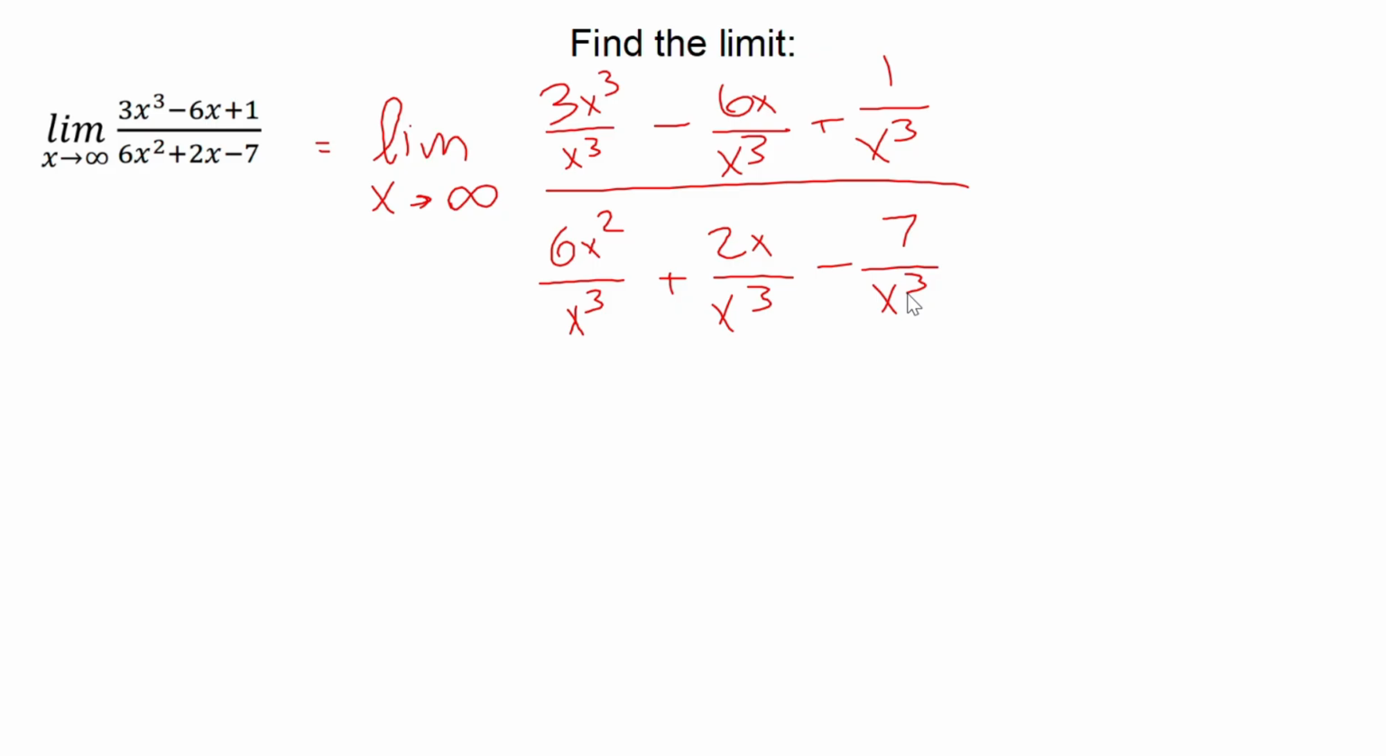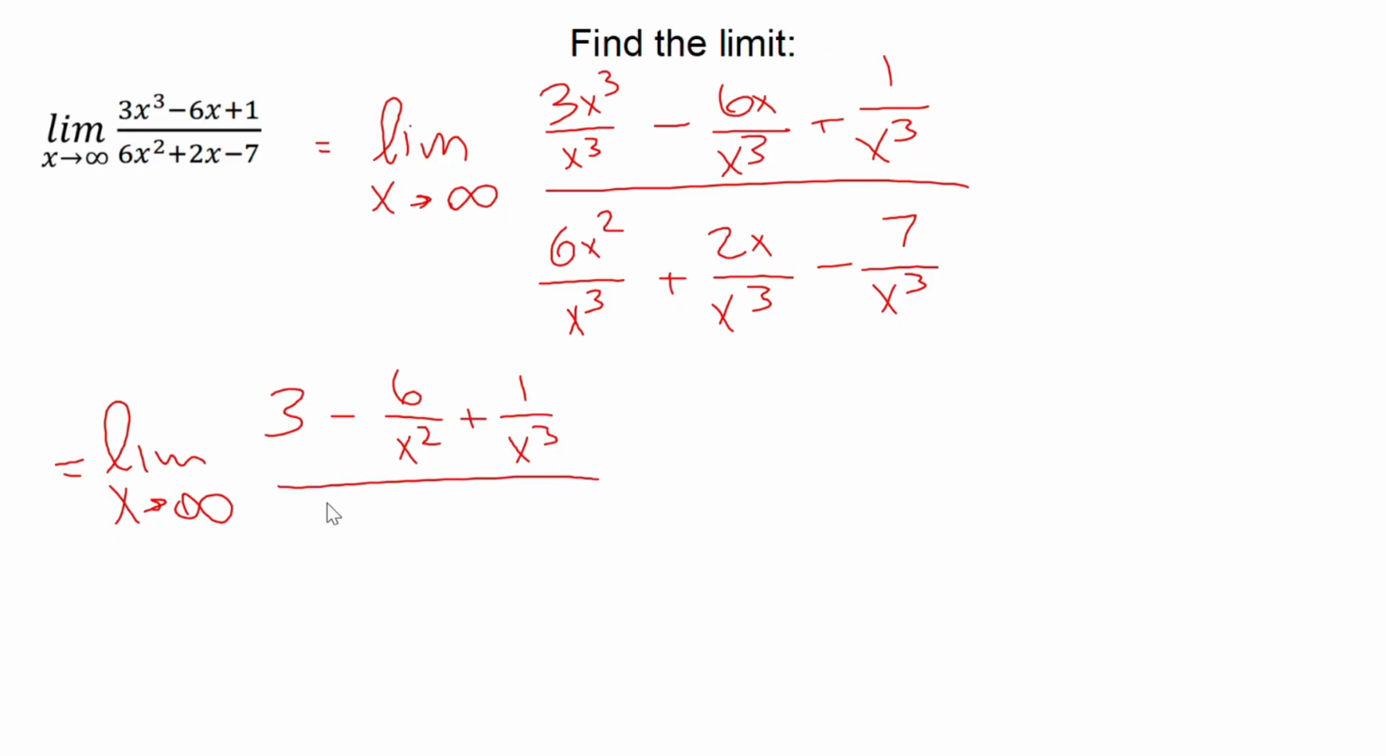There's a little bit of simplification that we can do there. And of course, just like we can multiply the top and the bottom of a fraction by something, we can divide the top and bottom of a fraction by something. So no breaking of math rules there. This becomes the limit as x approaches infinity of 3 minus 6 over x squared plus 1 over x cubed in our numerator. And in the denominator, a 6 over x plus a 2 over x squared minus a 7 over x cubed.